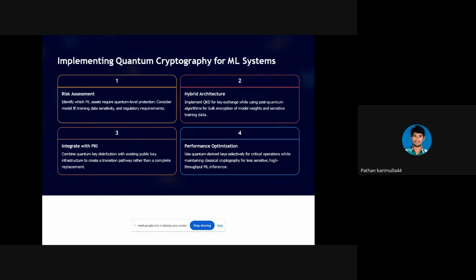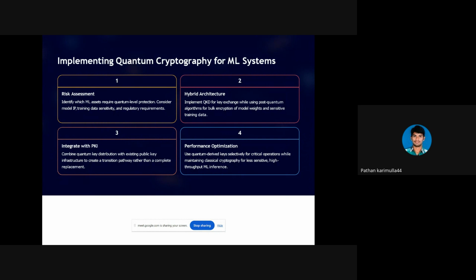Implementing quantum cryptography for ML systems. The first thing we need to consider is risk assessment. Identify which ML assets require quantum-level protection. Consider model IP, training data sensitivity, and the regulatory requirements. So in terms of machine learning systems, we should consider the following aspects when implementing quantum cryptography.